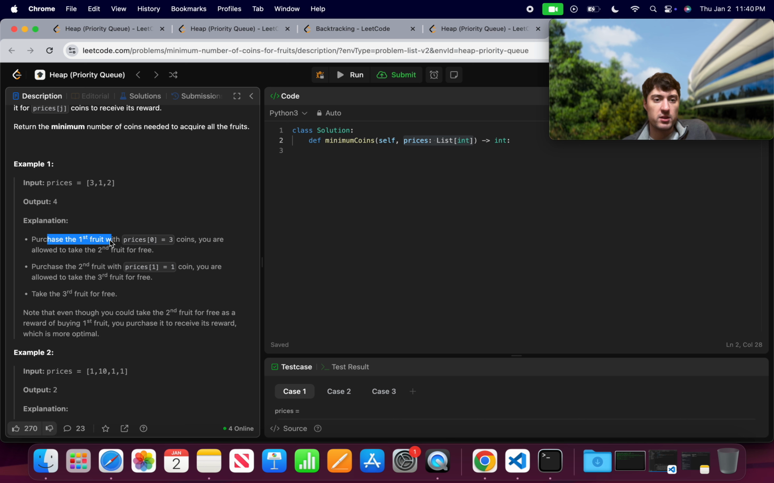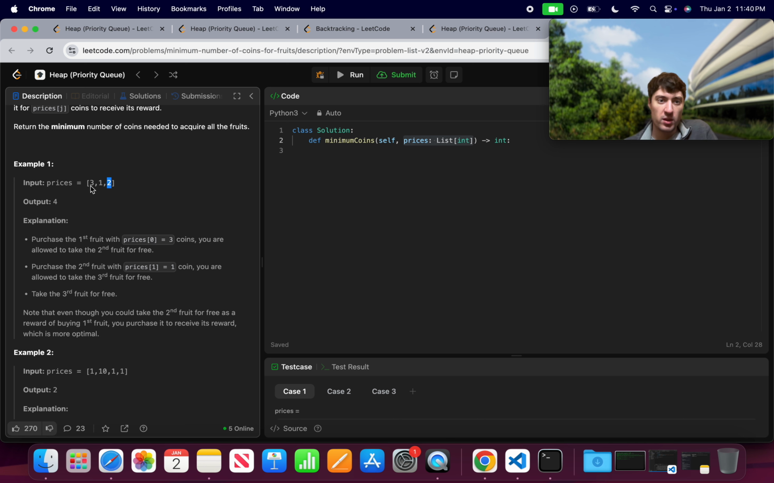Purchase the first for 3. You are allowed to take the second for free. So yeah, that makes sense. There we go. So I can get this one for free. I could, or I could pay the price. Which one do I want to take? Well, actually, I do want to pay the price, because if I pay 3 and then I pay 1, I get this one for free. So I save that 2 right there.